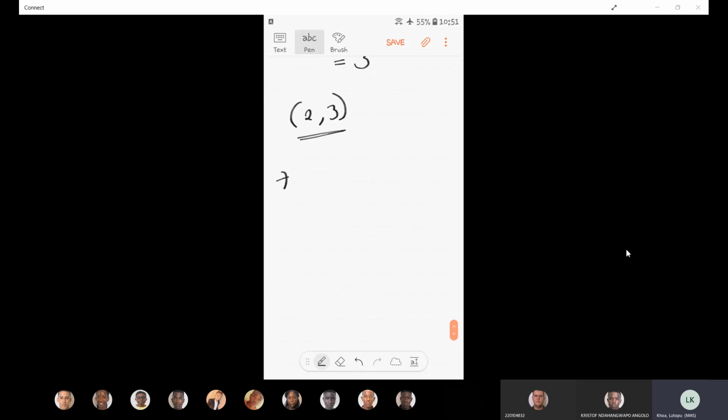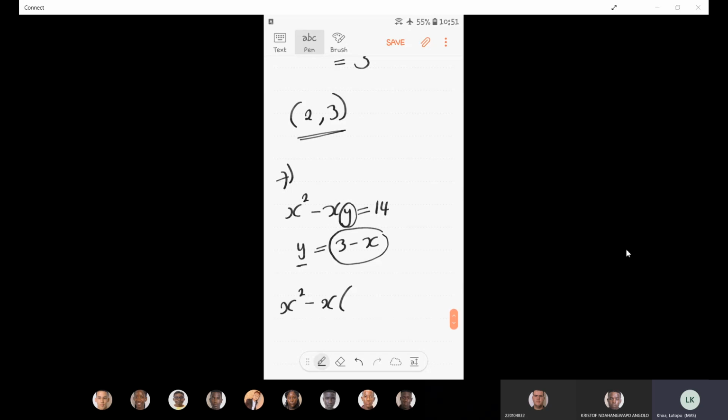And number 7, we have x squared minus xy. This is equal to 14, and y is equal to 3 minus x. Now this one is very nice because y is already the subject of the formula. So all we have to do is take this y here and we'll substitute it over there. So when I do that, I have x squared minus x times 3 minus x. This should be equal to 14.